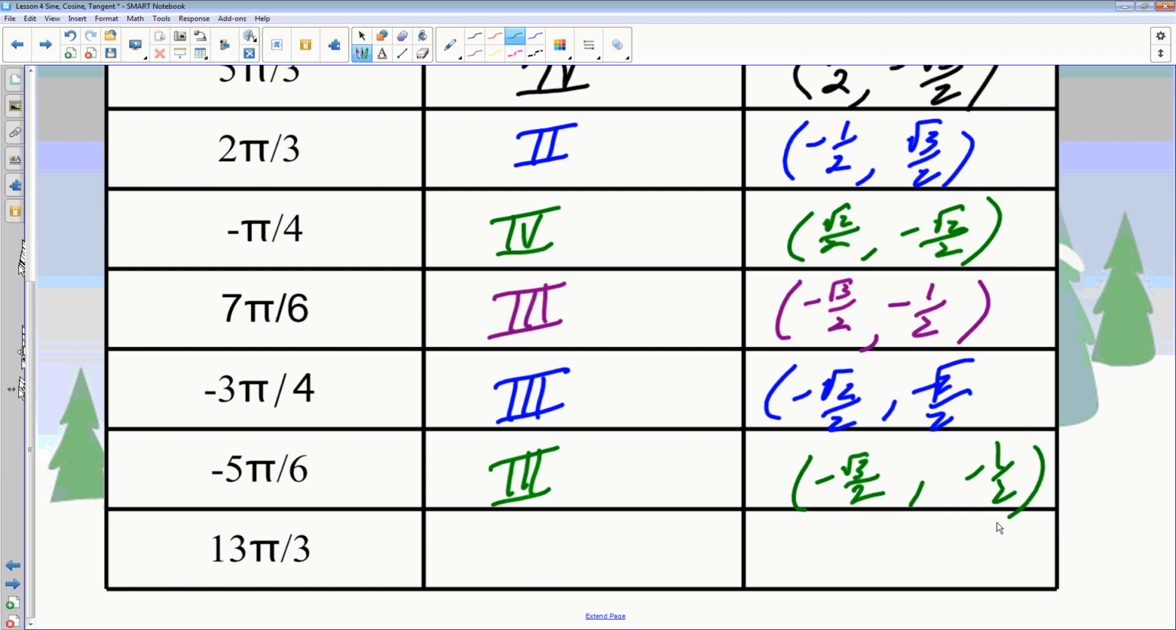And then 13 pi over 3, so that is not normally on our unit circle, right? Because that means we've gone around the unit circle a few times. So 6 pi over 3 would take us around the unit circle once. So 12 pi over 3 would take us around twice. So 13 pi over 3 is just one more pi over 3. So this is actually in the first quadrant. Okay. And it's the pi over 3 family. Both are positive. So it's going to be 1/2 comma root 3 over 2.